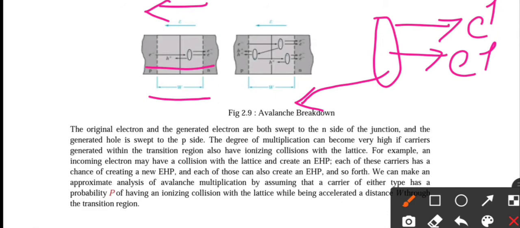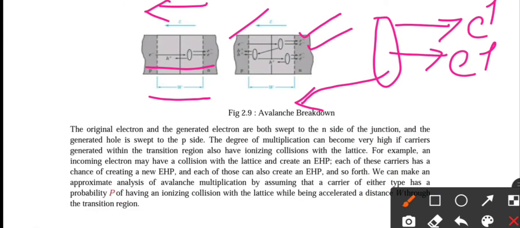In the second figure, you can see primary, secondary and tertiary collision. Initially one electron will hit the lattice and form one electron hole pair. The original electron and the newly formed electron will reach the N side and the hole will move to the P side. There it will hit the lattice again and form an electron hole pair. That hole and the newly created hole will move to the P side and the newly formed electron will move to the N side.